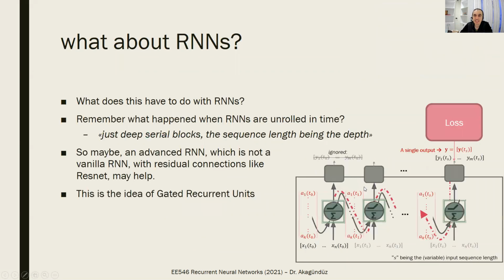Okay, and frankly, guys, this idea was inherited by ResNet from the recurrent neural networks. So let's remember what was the case for recurrent neural networks. If you remember, recurrent neural networks, when unrolled in time, are just deep serial blocks where the sequence length is the depth. So if the sequence length is S, this is just an S-deep network.